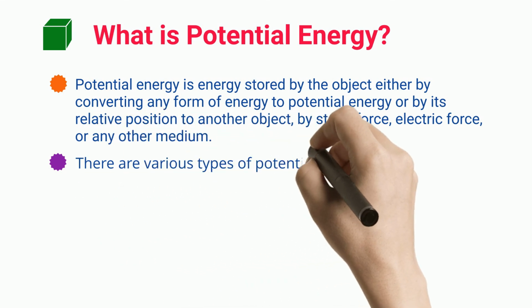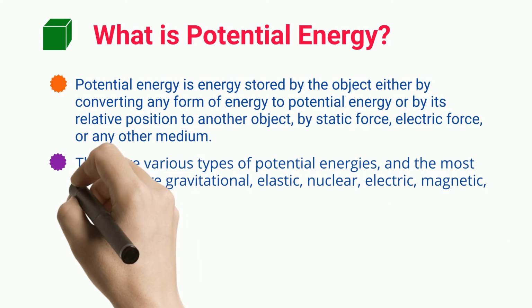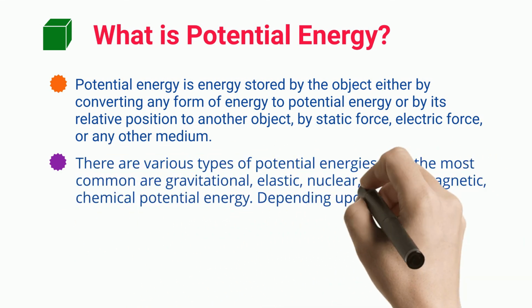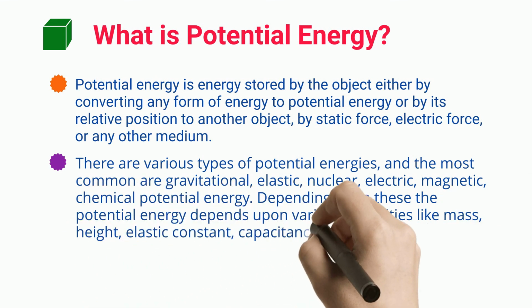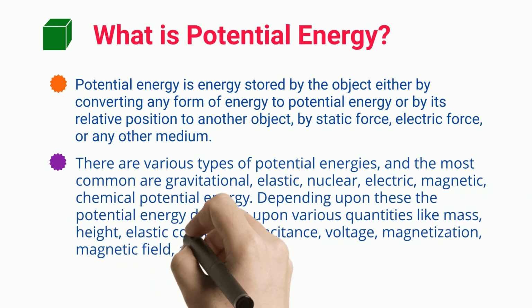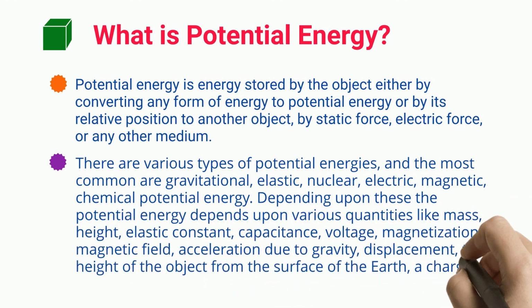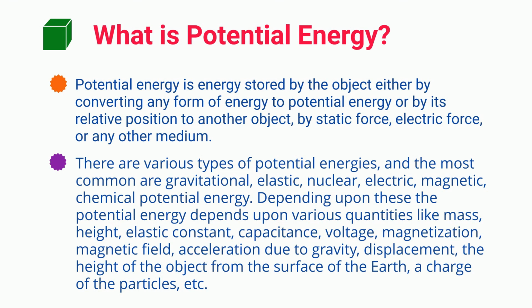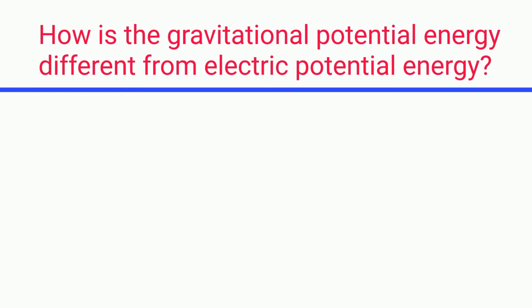There are various types of potential energies, and the most common are gravitational, elastic, nuclear, electric, magnetic, and chemical potential energy. Depending upon these, the potential energy depends upon various quantities like mass, height, elastic constant, capacitance, voltage, magnetization, magnetic field, acceleration due to gravity, displacement, the height of the object from the surface of the Earth, the charge of the particles, etc.